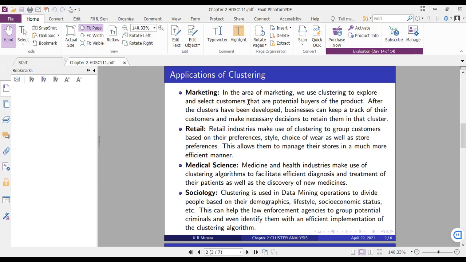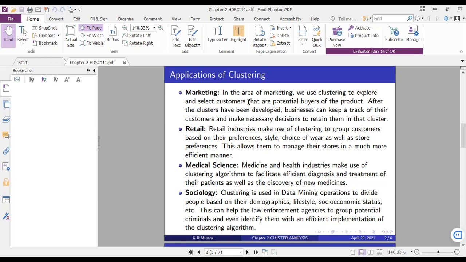Probably in medicine. Let's look at medicine. Medical science, medicine and health industry makes use of clustering algorithms to facilitate efficient diagnosis and the treatment of their patients, as well as the discovery of new medicines.